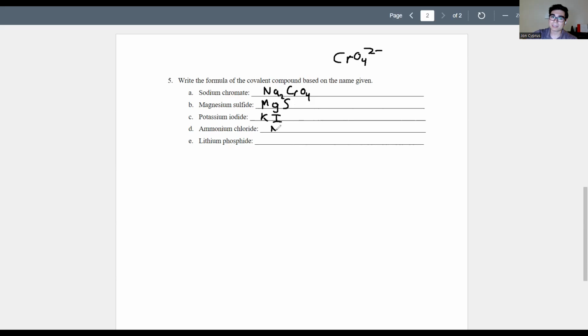Ammonium chloride. Ammonium is NH4. Ammonium is at a +1 charge. Chlorine is at a -1 charge. So it's going to be NH4Cl. I don't have to add extra of one or the other because the charges balance out in a 1-to-1 ratio. This one is lithium phosphide. Lithium is at a +1. Phosphide is at a 3-. So I need 3 lithiums, right? 3 +1 charges to balance out with a 3- charge.